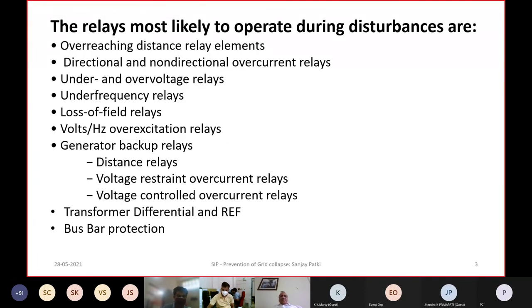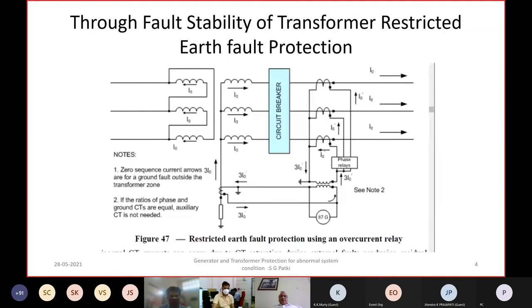Yesterday we had seen during system disturbances various relays which normally operate, sometimes desirably, which is a desirable operation, and sometimes there is an undesirable operation. We'll now see how the transformer protection behaves.